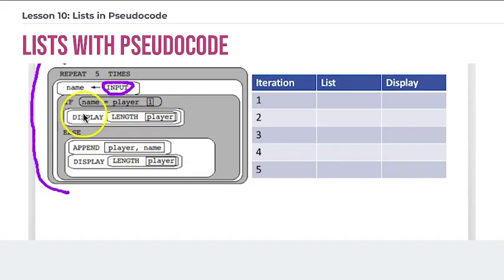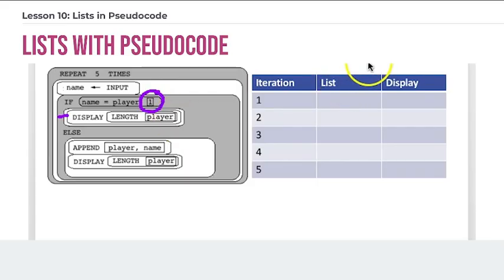All right, so the first thing you're going to check is to see, is it true that whatever the user just typed that is now stored as name is equal to item 1 in the list called player? Then do this right here, display the length of player.